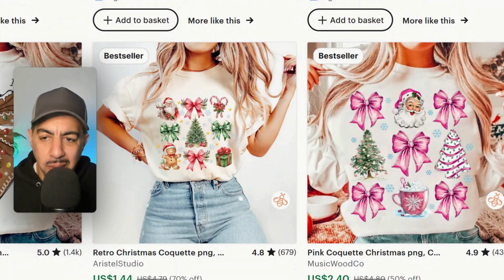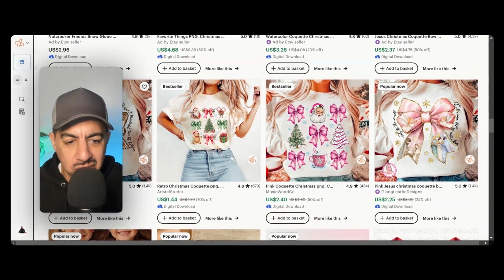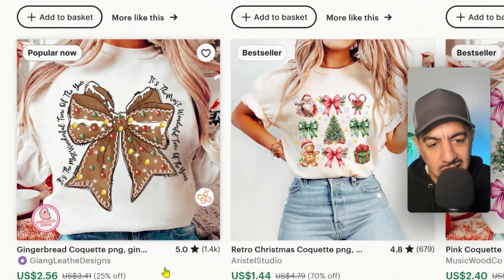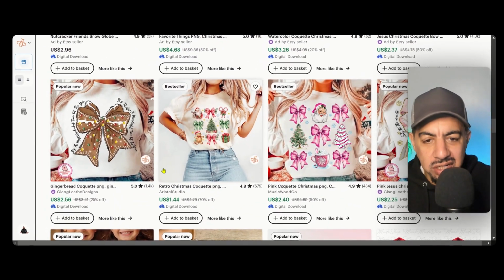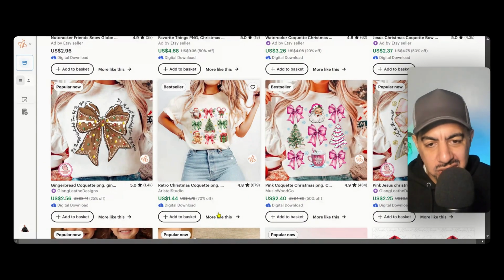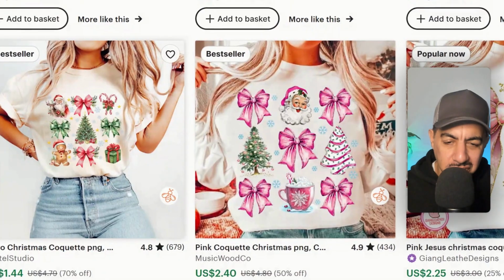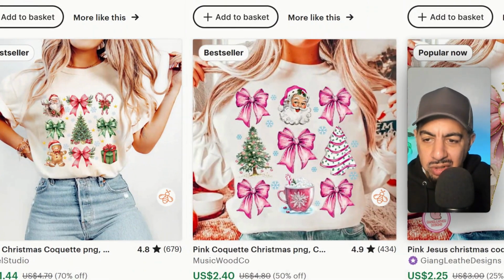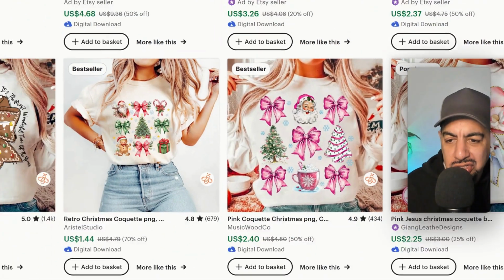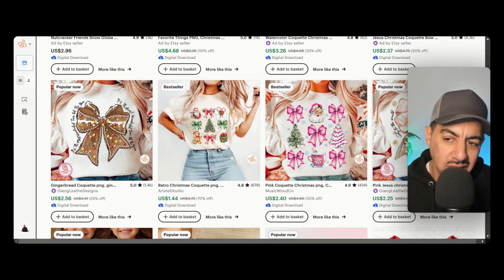These are fantastic. Look at that. Bestsellers and popular nows. Again, look at this really fantastic sort of gingerbread-esque style with some writing around it, yet in a coquette style. Look at this one, those 9333 designs, again, with the different Christmas elements and the coquette. Look at this again. This one's a pink Jesus Christmas coquette style. Again, really nice tones on that one, but more in line with the sort of Christian faith style, but mixed in with the coquette, right?